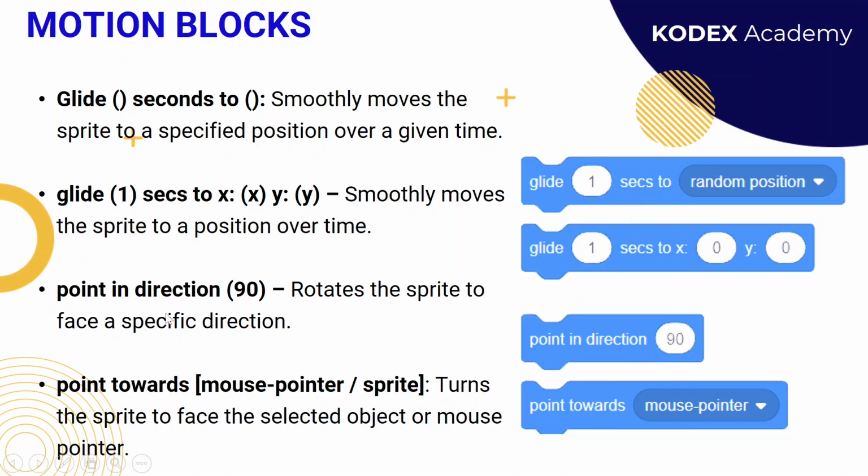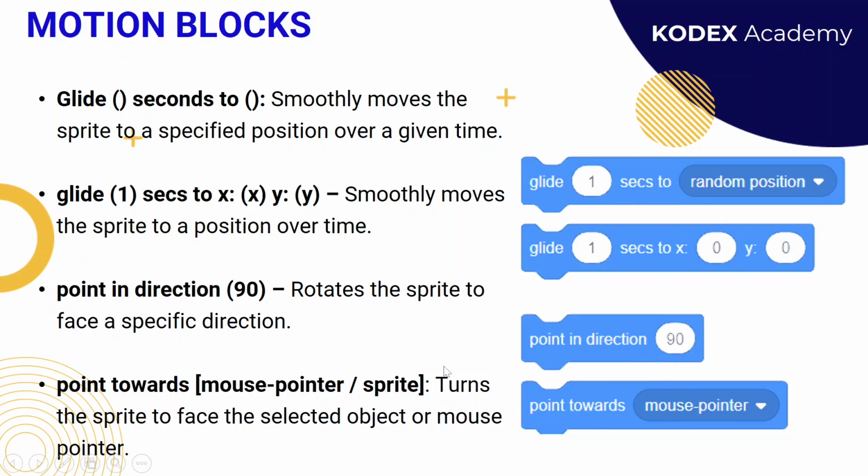The next one, it shows the point in direction. Means here you can rotate your sprite at the specific face of direction. Means suppose you want to show your sprite into a different point of angle, so you can set it with the help of this block. The next one is point towards mouse pointer or sprite. Means where you want to change the face of your sprite towards the specific object or to the mouse pointer, you can choose this block. It will help to easily move the direction of your sprite at a specified position.